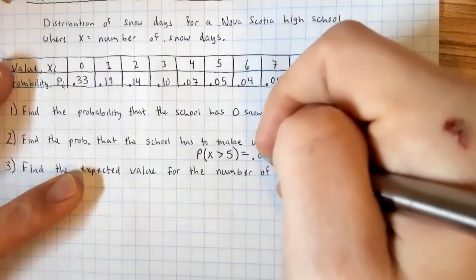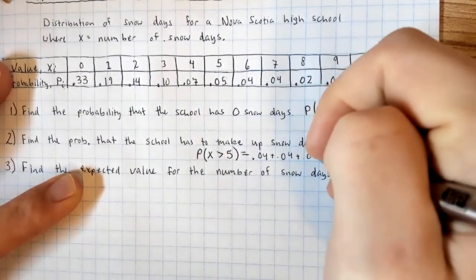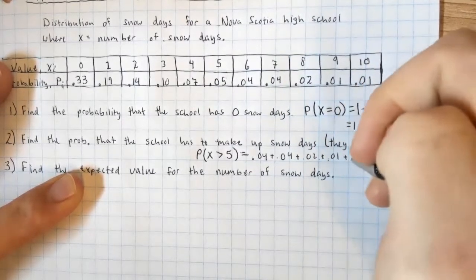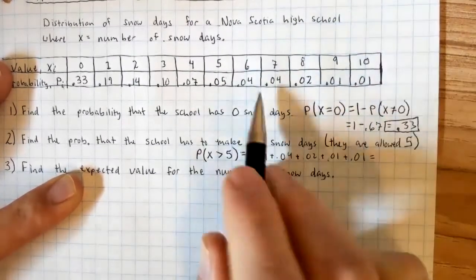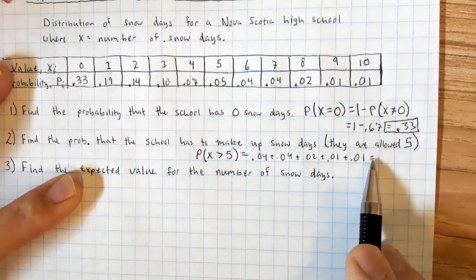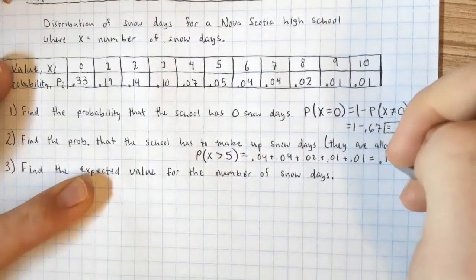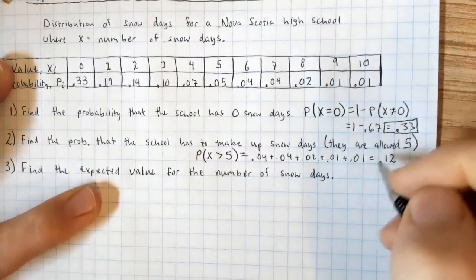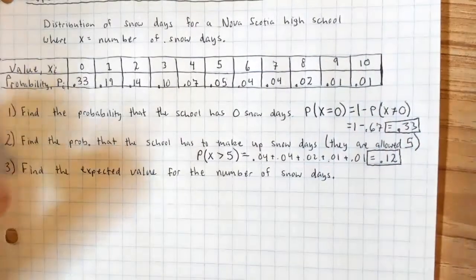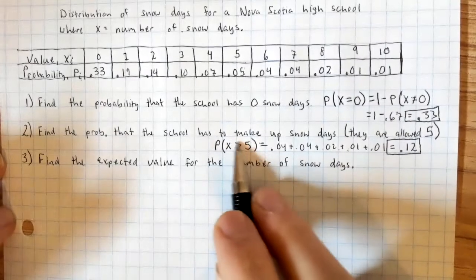So I'll add 0.04 to 0.04 to 0.02 to 0.01 and then 0.01 again. So 1, 2, 3, 4, 5 values I'm adding down here. Okay, so we got 8, 10, 11, 12. So 12% chance that they have to make up at least one snow day at the end of the year. Okay, very good. Most of this should be a review. It's just a little bit different the way that we're writing these things.